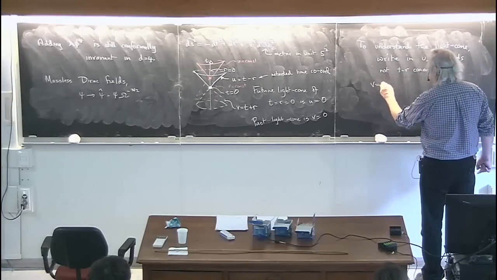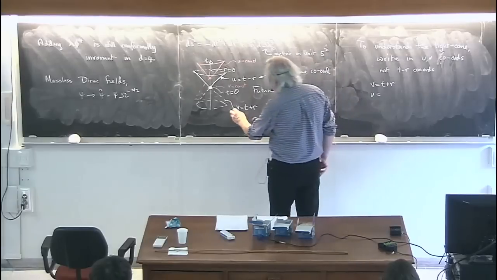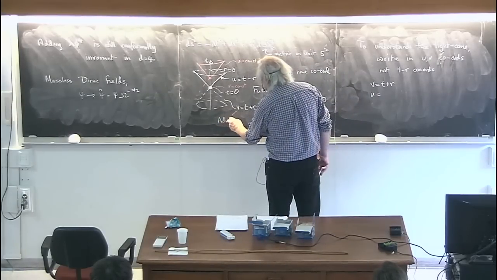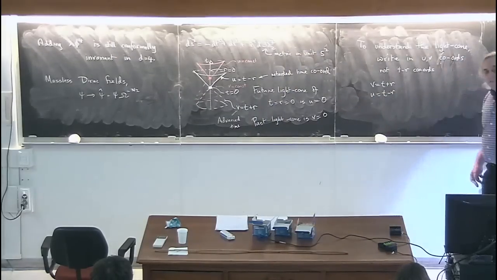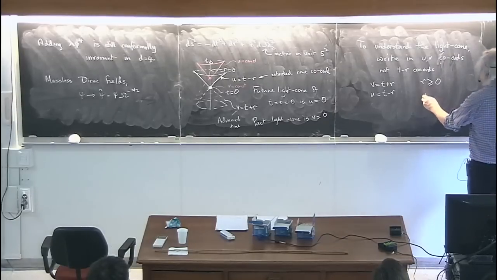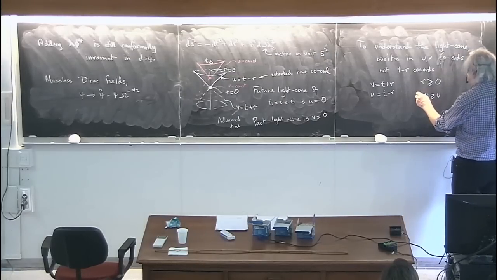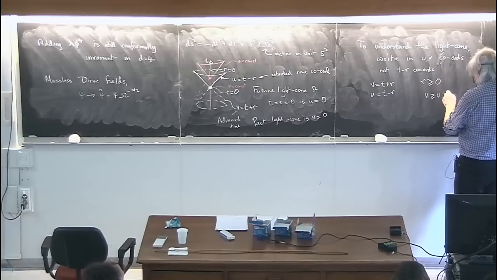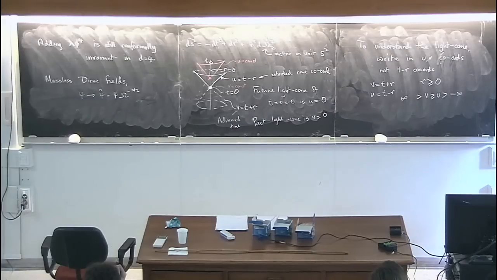v is going to be t plus r, advanced time, and u is going to be t minus r. But remember that r is greater than or equal to 0, and therefore v is always greater than or equal to u. t runs from minus infinity to plus infinity, and r runs from 0 to infinity. So the range of v and u is most simply described by saying that u has got to be greater than minus infinity, and v is going to be less than plus infinity. Those are the coordinate ranges of v and u.